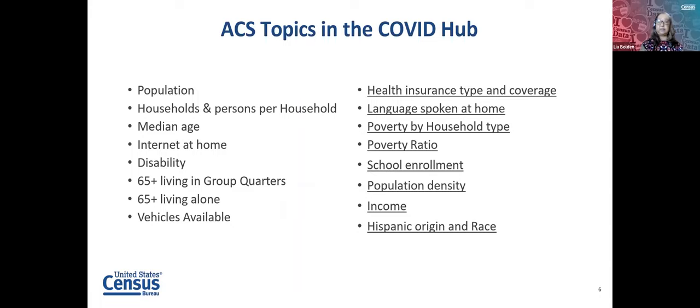There's the elderly population, 65 and over, and vehicles available, because of course we need to look at mobility and transportation when there is a disaster and people need to get to a hospital or a clinic, all of those important things. And then we looked at health insurance type, language, poverty, school enrollment, density, income, and race and Hispanic origin. So these were topics included in the COVID hub that are relevant to looking at the community and the impact of something like a pandemic on specific population groups. So the COVID hub includes these topics.